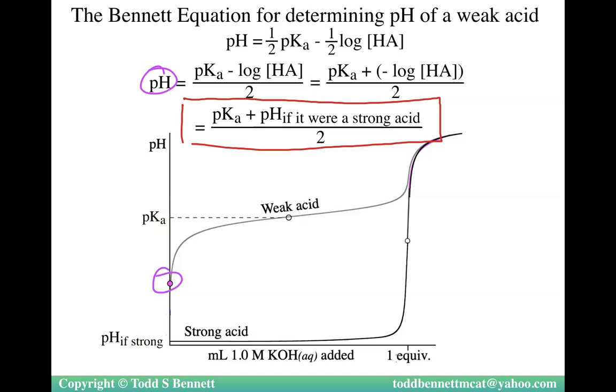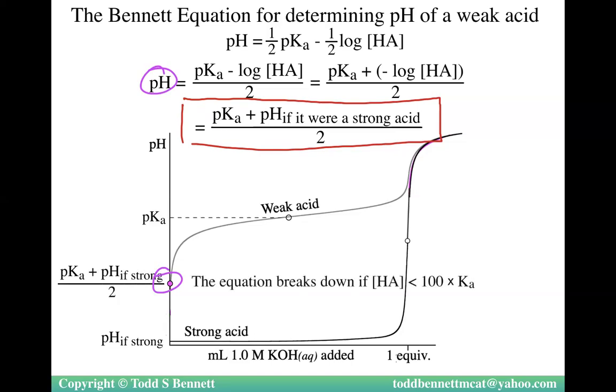So we're on to some. The equation is set. This is the Bennett equation: pK plus pH if it were strong, divided by 2, equals the pH of that weak acid. And let's see how it works. I want to make one note again. This only works if the HA concentration is greater than 100 times the Ka. So note that this equation will break down if the HA is less than 100 times Ka. So just remember that. Okay, time to apply it.